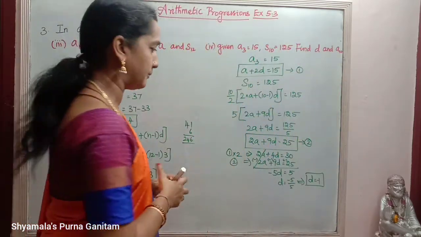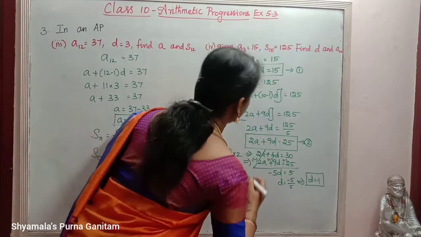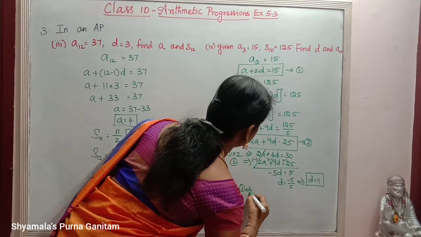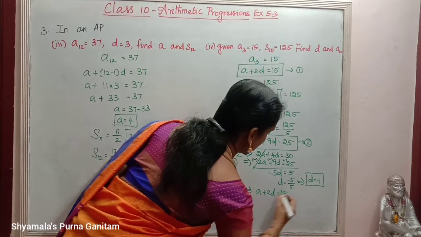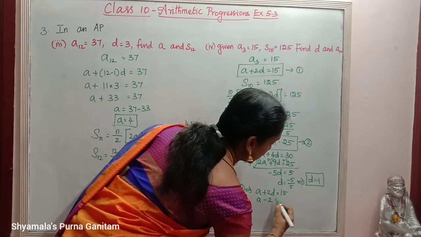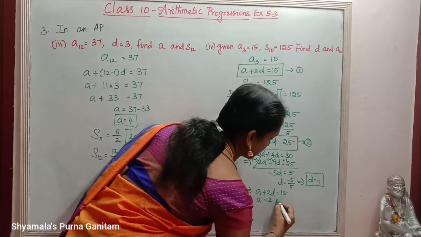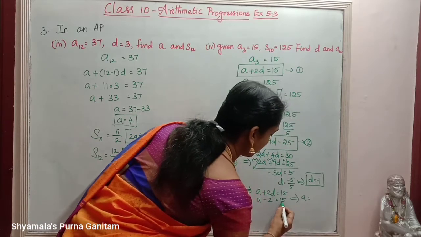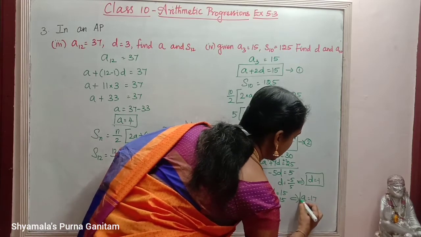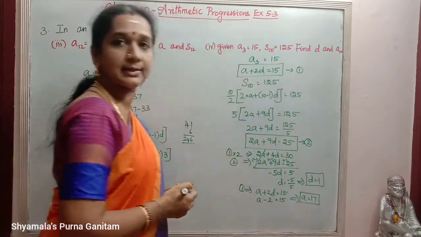So we need A. For finding A, we will take the first equation. A plus 2D is equal to 15. D we got as minus 1. So 2 into minus 1 is minus 2. So A is equal to 15 plus 2, 17. So the A value is 17.